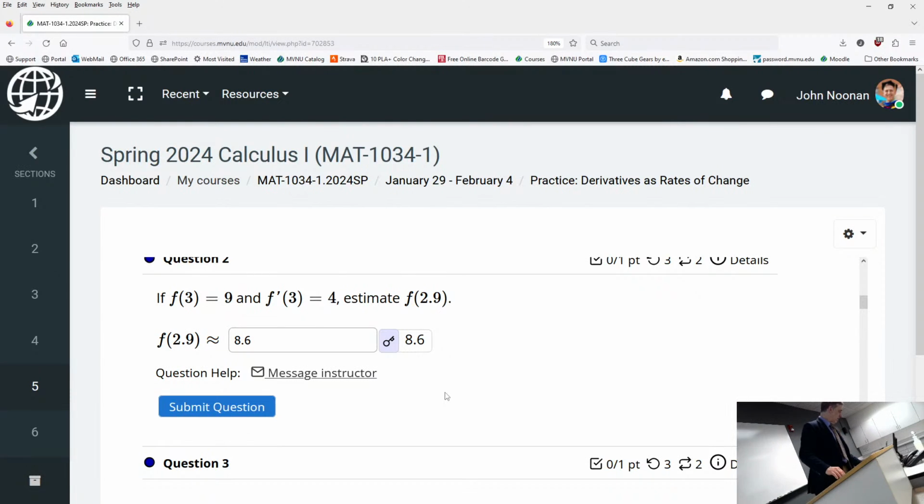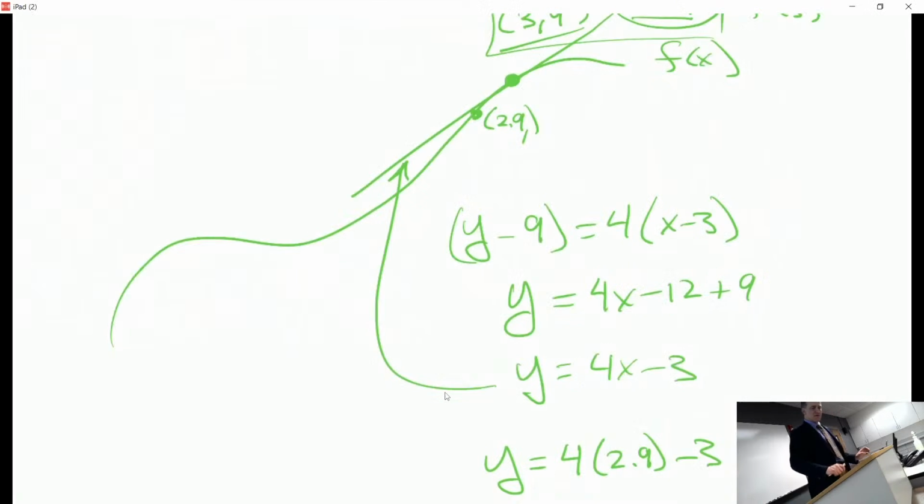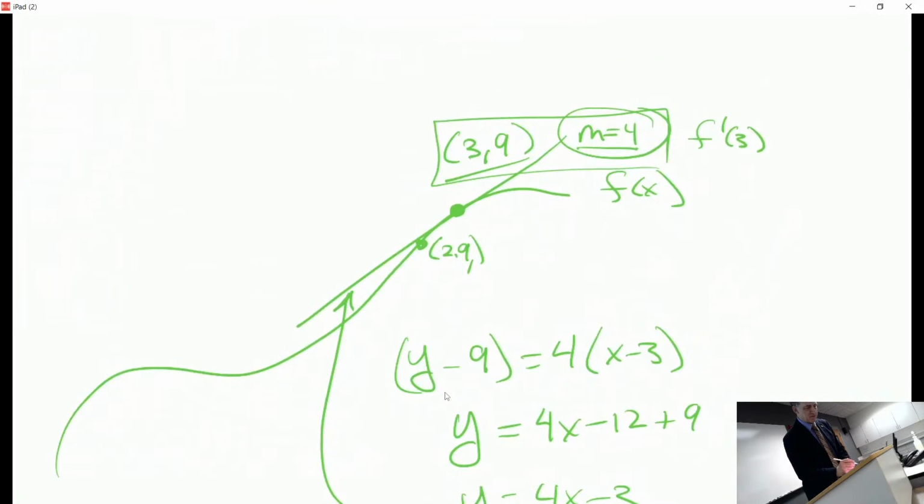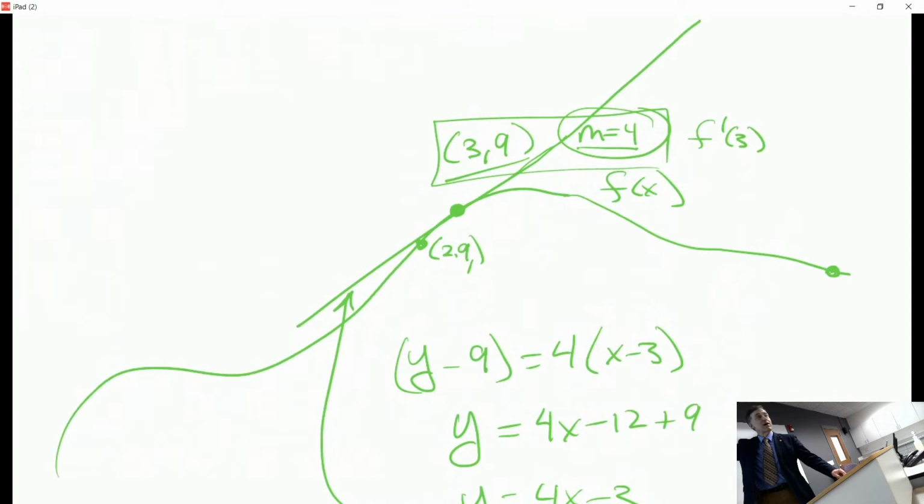Here, let me just show you on my picture. So I wouldn't want to use this trick to approximate maybe over here somewhere, because notice that the straight line diverges quite a bit from the function, perhaps. But when you're pretty close to 3, you could use the straight line instead of the function.